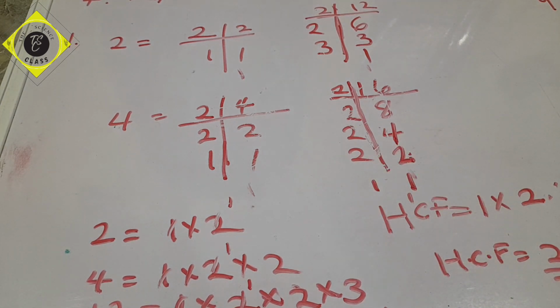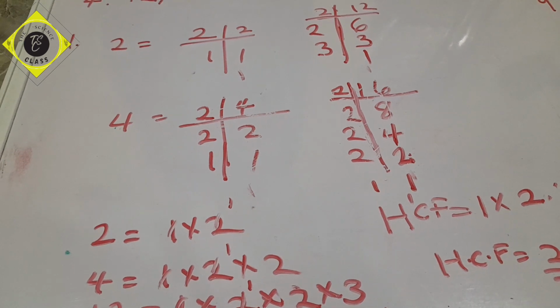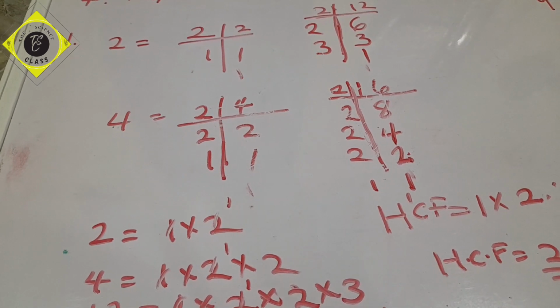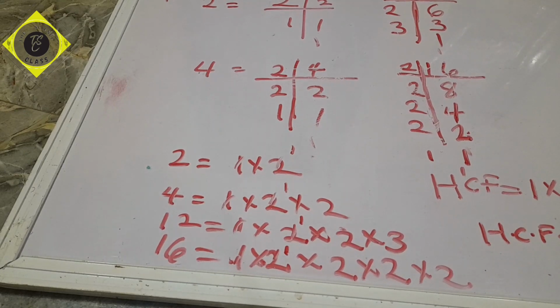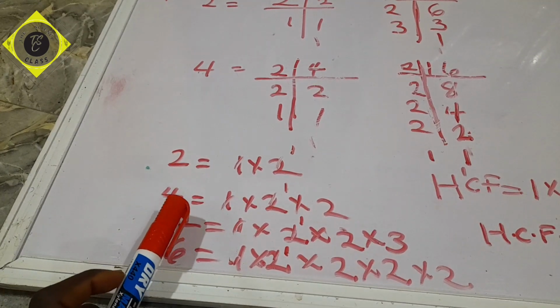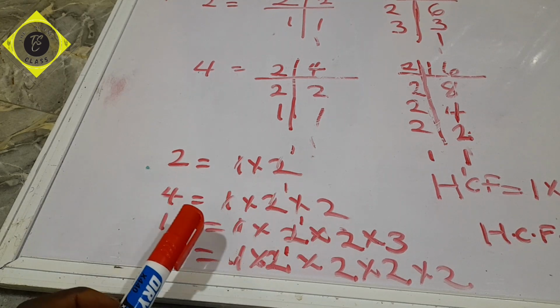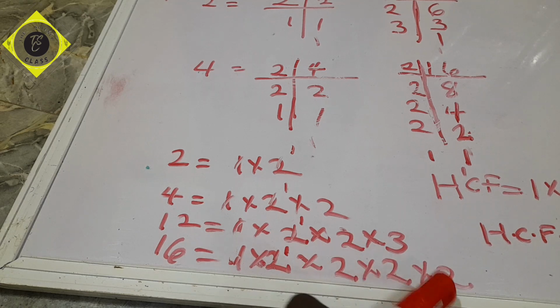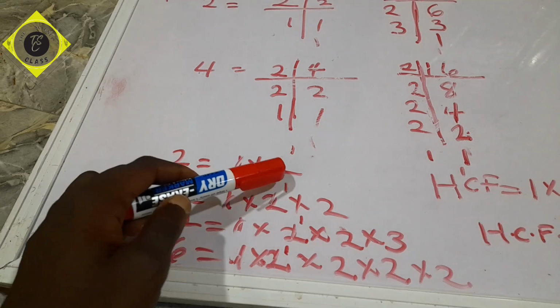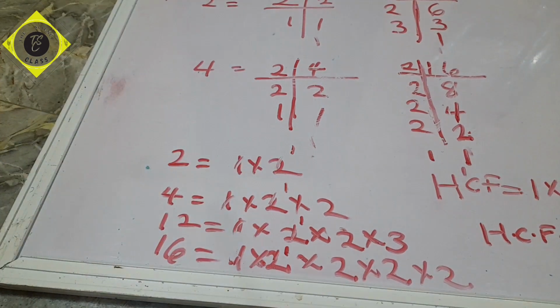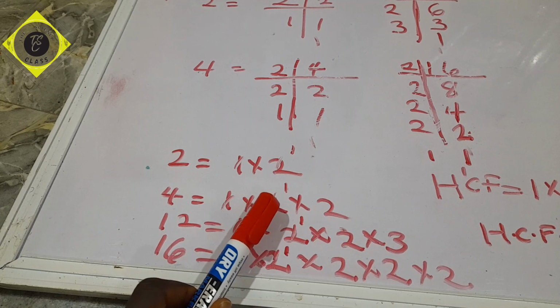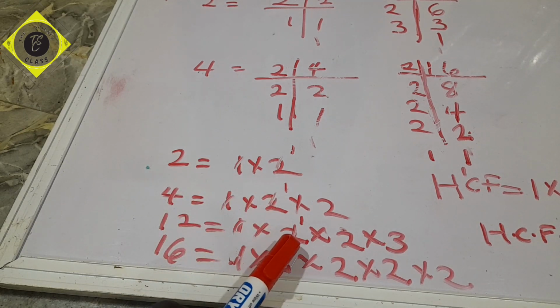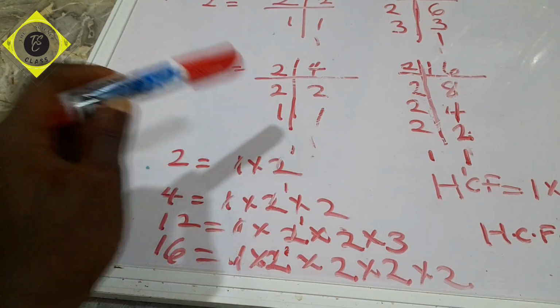Alright? So, let's see where we broke them down into their factors. 2 is equal to 1 times 2. 4 is 1 times 2 times 2. 12 is 1 times 2 times 2 times 3. 16 is 1 times 2 times 2 times 2 times 2. So, if you notice, you have only 1, 2 here, that is superscript 1. Then there's another one here, superscript 1, and another one here, and another one here. You see 1 on top.